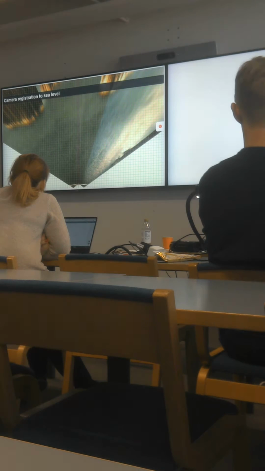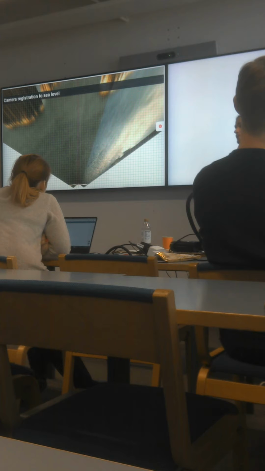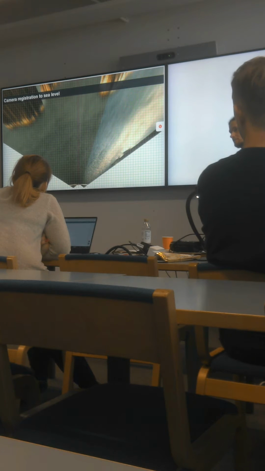From which point do you measure the sea level? Horizon? Close to your position? With respect to the camera. Yeah. That's the important thing. So the sea plane plus the height of the camera, that would be the calculation.